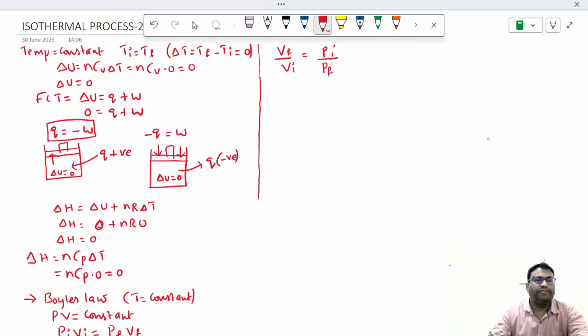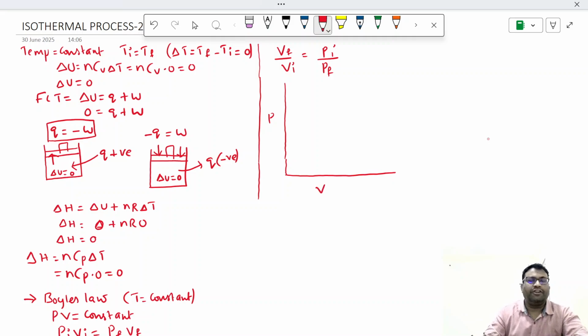So if you draw a graph for Boyle's law, what do you get? This is the graph. Let us draw the graph between P and V, right? When a graph is drawn between P and V, we get a graph like this, a rectangular hyperbola. So this represents the graph between P and V at constant temperature, a rectangular hyperbola.